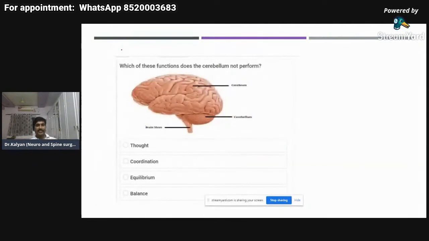So let's solve this question. Which of these is not a function of the cerebellum? Thought, coordination, equilibrium, and balance. I'll wait for 10 seconds for your answer. If no one answers, I'm going to answer it myself. As I've told you, the functions of the cerebellum are balance, equilibrium, and coordination. Thought is not a function of the cerebellum, so the correct answer here is thought. The cerebellum helps in coordination, equilibrium, and balance.